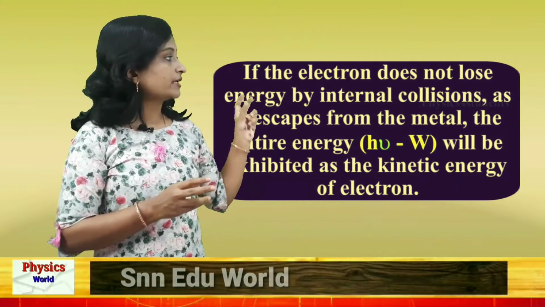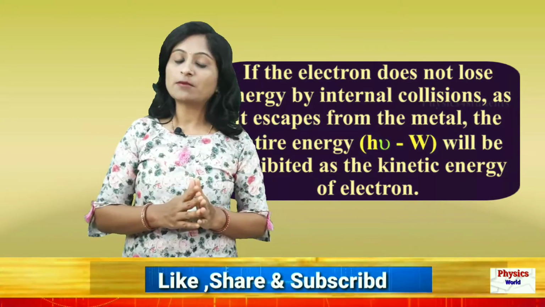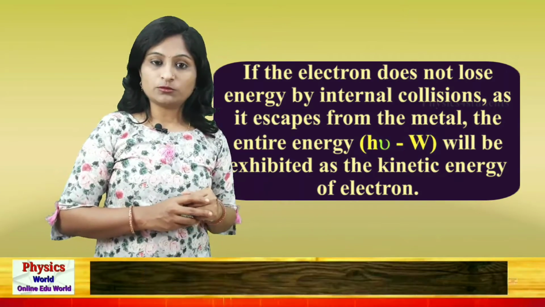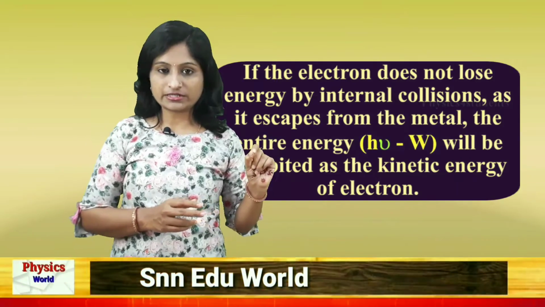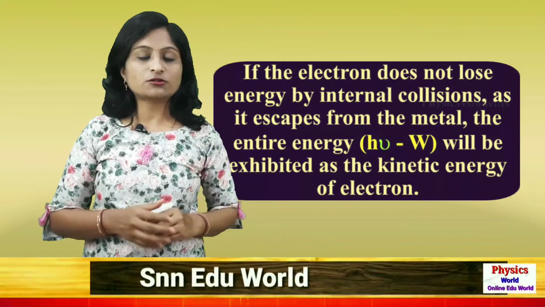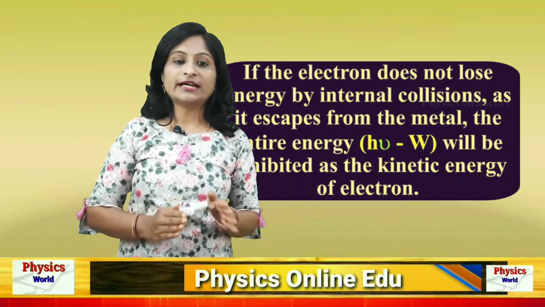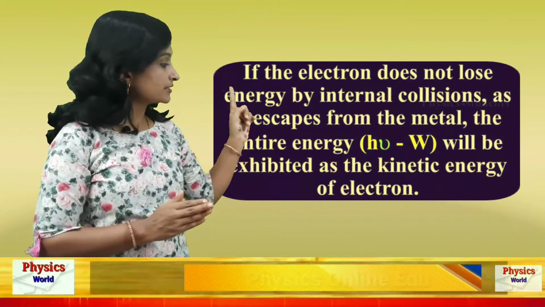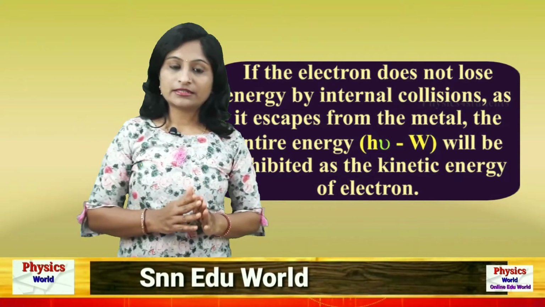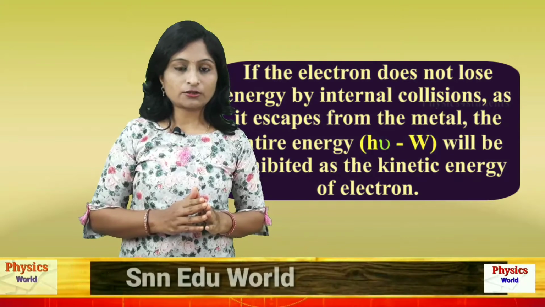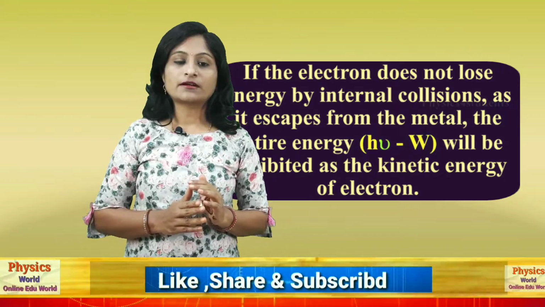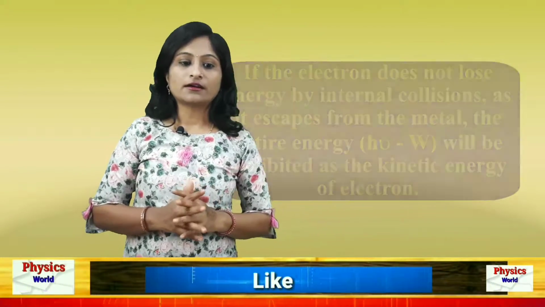If the electron does not lose the remaining energy, what is the remaining amount? h nu minus W, where W is the work function, h nu is the photon energy. The remaining amount, if it is not lost in any other way, is the maximum kinetic energy, and this is for the electron that is moving, and the motion of the electron means current. So it produces the current.